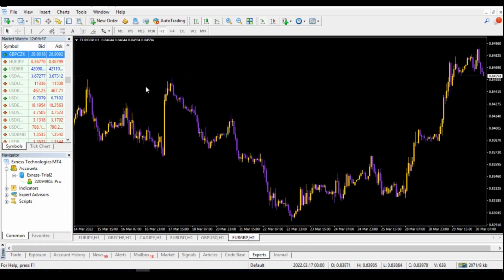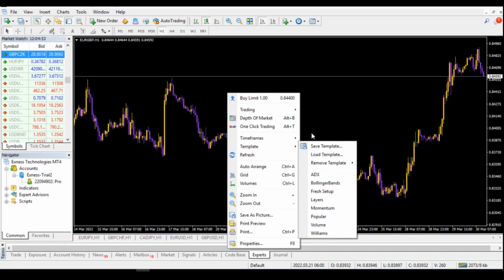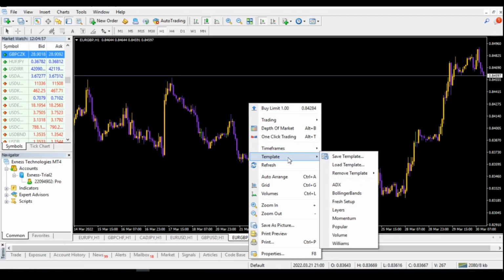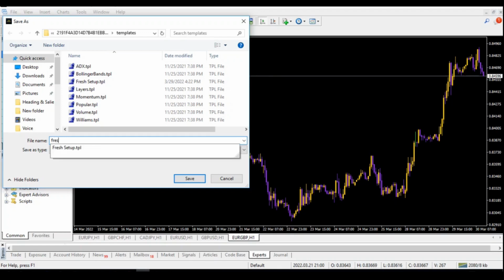After you have successfully made changes in your chart appearance, you can save it as a template so that you can easily apply the same appearance on a different chart. To do that, you right-click on the chart, select template, and then you click on Save Template. Here you can save it with any name of your preference. For me, I would like to save it as Fresh Setup. After that, I'll click Save.